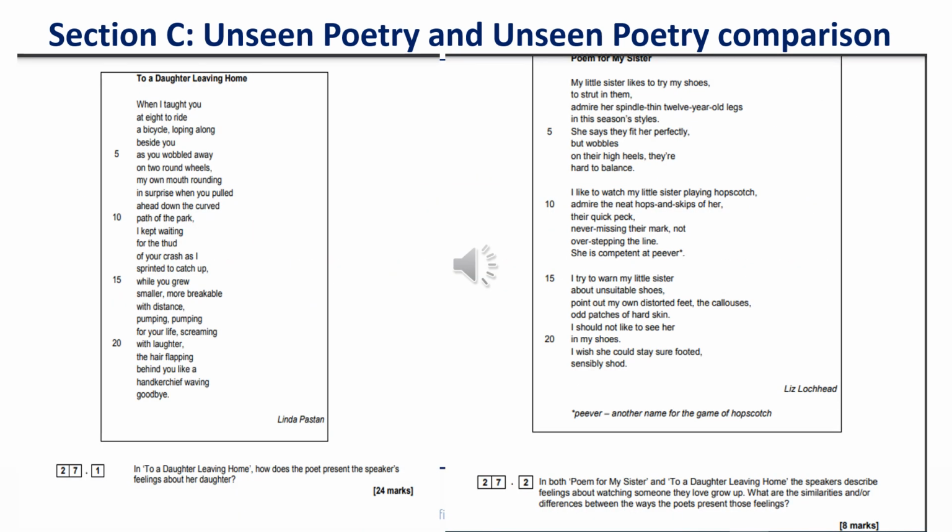So to give you an example, this is a past paper. On the left-hand side, you've got question 1. So you get this short poem. In To a Daughter Leaving Home, how does the poet present the speaker's feelings about his daughter? Then section B, you then get a second poem that's on a linked theme. So in both Poem from My Sister and To a Daughter Leaving Home, the speaker describes feelings about watching someone they love grow up. What are the similarities or differences between the ways the poets present those feelings?